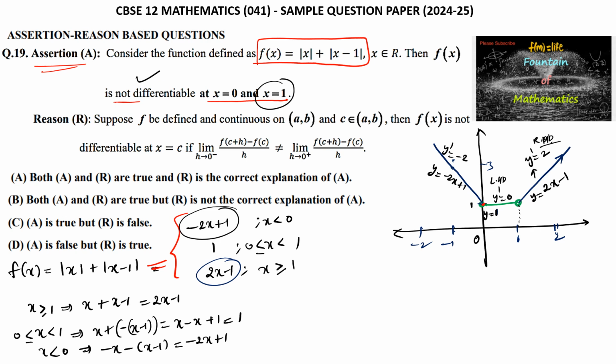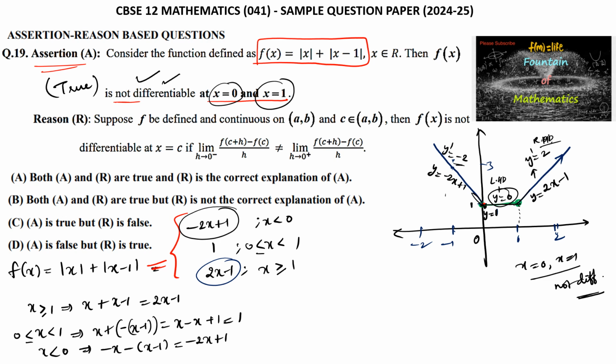And at x is equal to 0, the left derivative is minus 2 and the right derivative is 0. So here also at x is equal to 0 the given function is not differentiable. And hence the assertion given is true. We can also mention that these are the two corner points. We are getting a corner point, a sharp edge. At these two edges, there is no differentiability. So at x is equal to 0 and x is equal to 1, not differentiable.